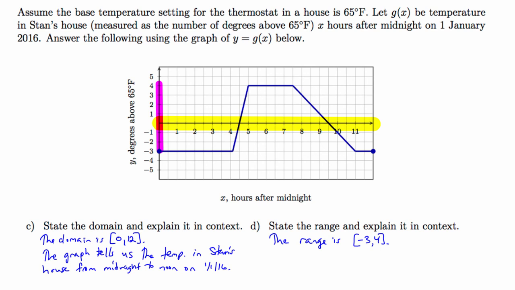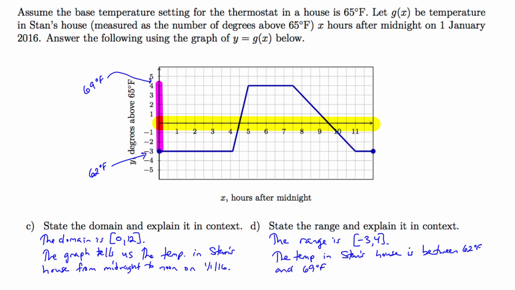The range is describing all the possible outputs, y values, or in this case, temperatures in Stan's house. A y value of -3 means 3 degrees below 65 degrees Fahrenheit, which is another way to say 62 degrees Fahrenheit. A y value of 4 means 4 degrees above 65 degrees Fahrenheit, which means 69 degrees Fahrenheit. So to put this in context, we are being told that the temperature in Stan's house between midnight and noon on this particular day only fluctuates between 62 and 69 degrees Fahrenheit.